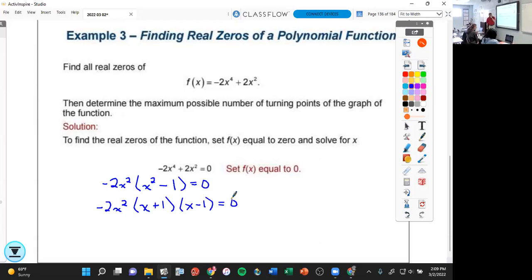How do I find the zeros now that I factored it? Set each factor equal to 0. I'm going to work backwards, from right to left. So x minus 1 equals 0, which means x equals 1. That's one of my real solutions. Next one. x plus 1 equals 0, which means x equals -1.